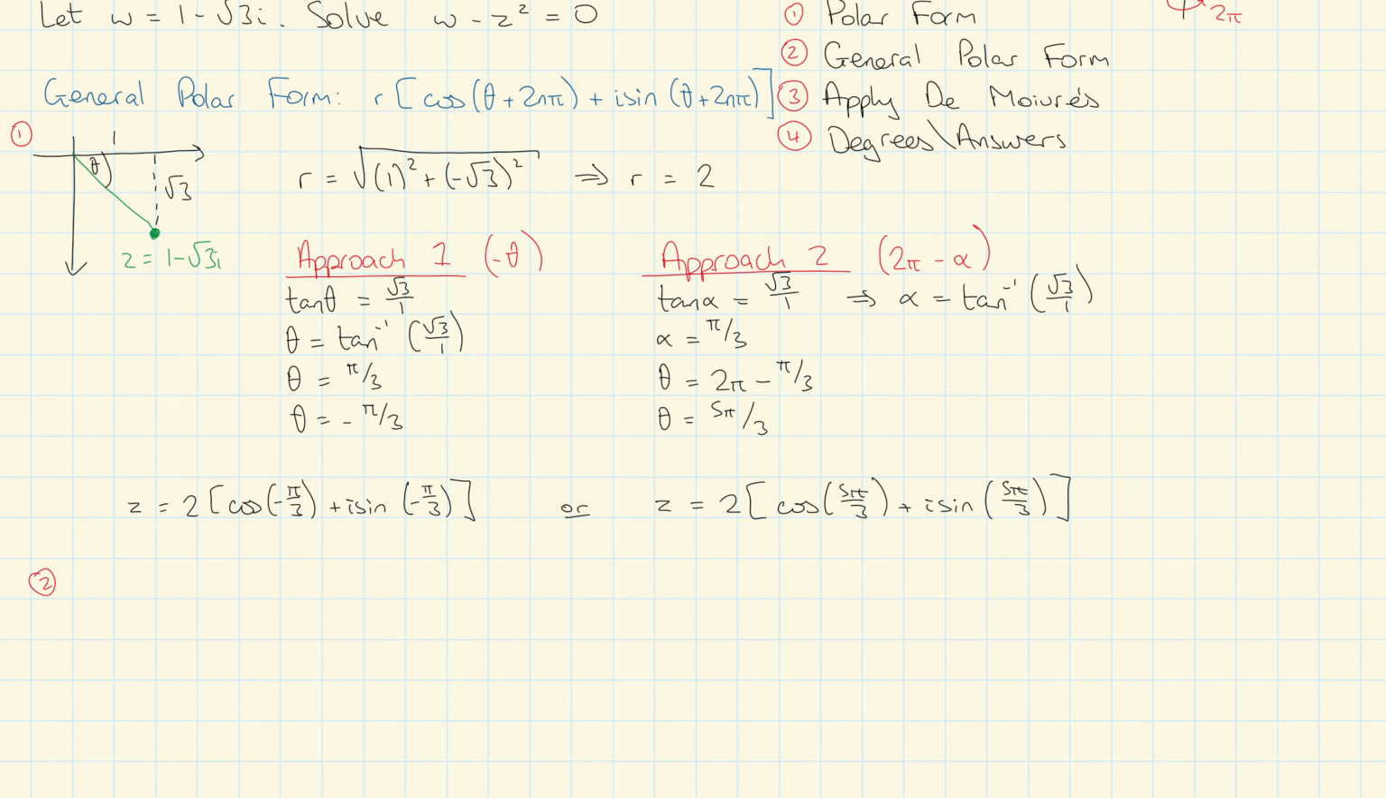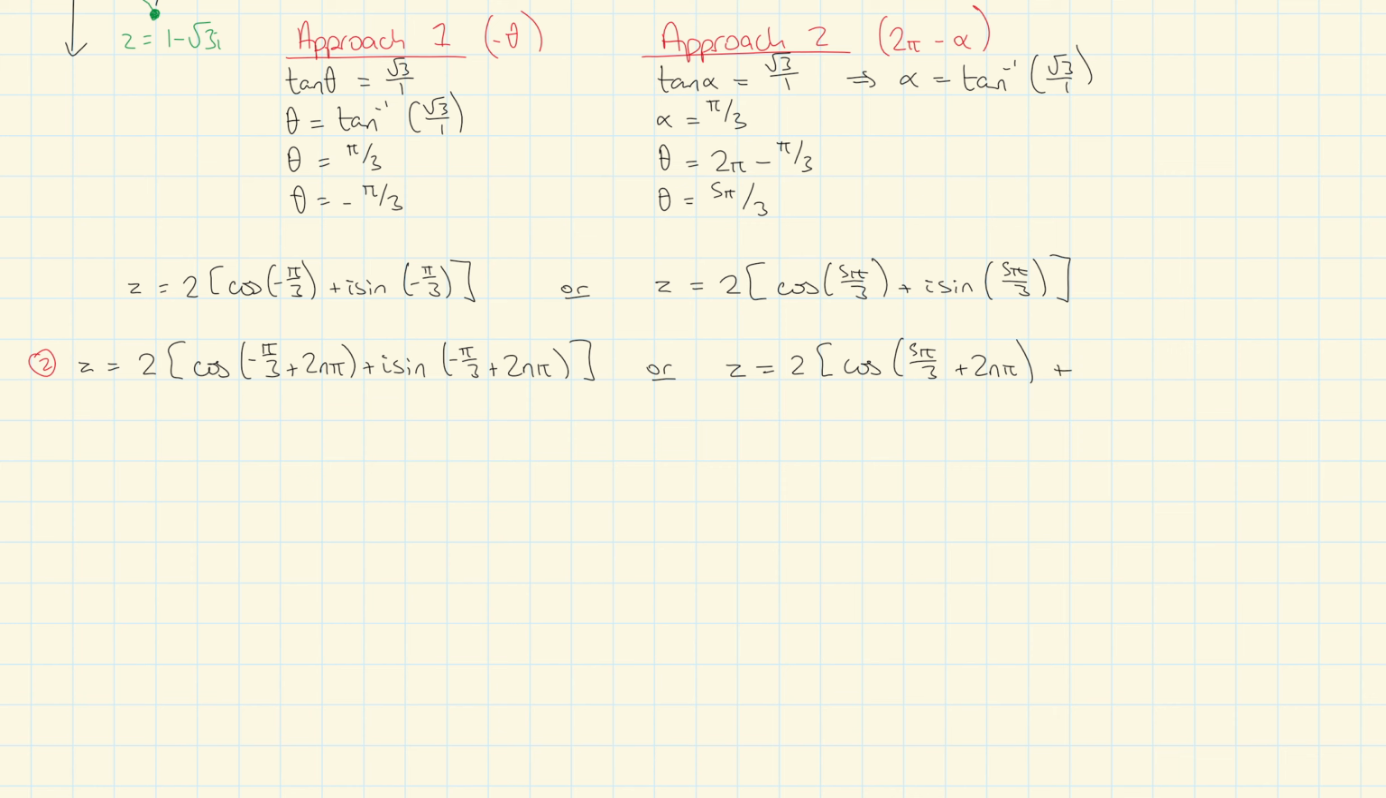Step 2 then, general polar form, we just need to add on 2n pi. So z is equal to 2 cos of minus pi over 3 plus 2n pi plus i sine of minus pi over 3 plus 2n pi. Or else we have z is equal to 2 cos of 5 pi over 3 plus 2n pi plus i sine of 5 pi over 3 plus 2n pi. Okay, that's step 2 done.